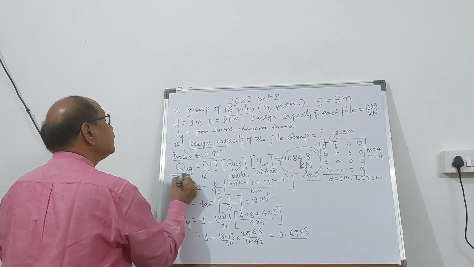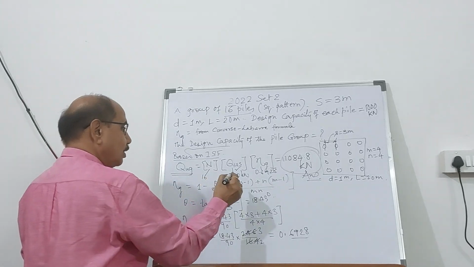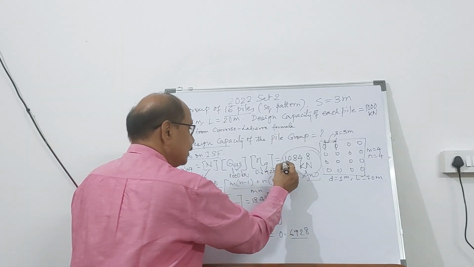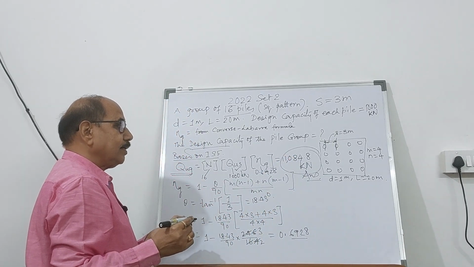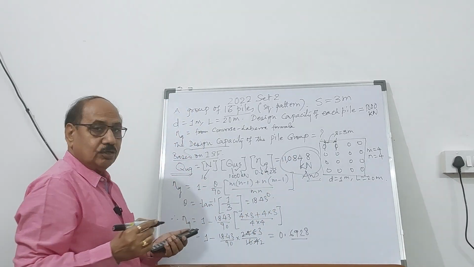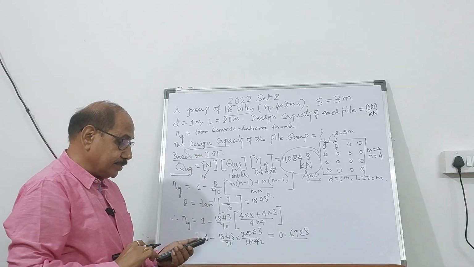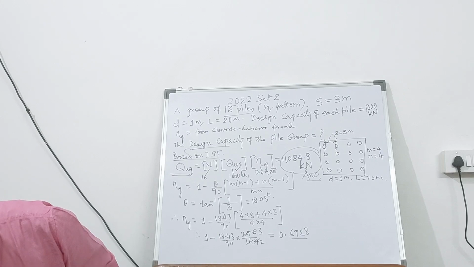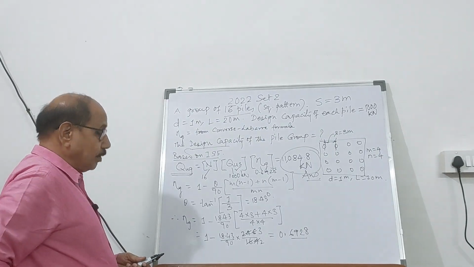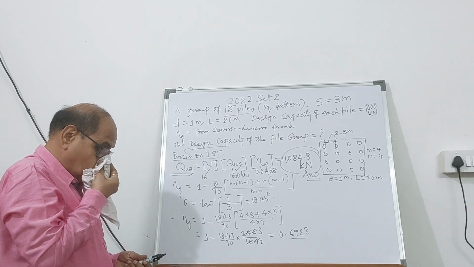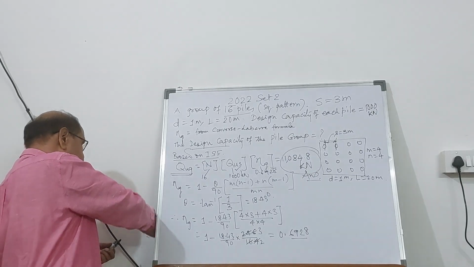So this was asked. The design capacity, therefore, of the pile group is 11,084.8 kilonewton. So this problem can be addressed very easily. So this we have done. Now, the next problem will be taken from 2019. So 2019 problem.